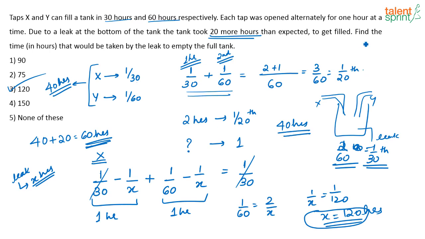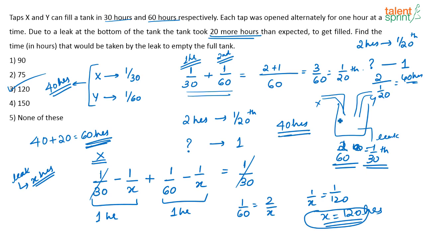See, in 2 hours, net 1/20th of the tank is filled. So when will the full tank be filled? Cross multiply. 2 divided by 1/20, which is nothing but 2 into 20 or 40 hours. That's what I have written here. So in 40 hours, the tank is filled. Now what is happening?